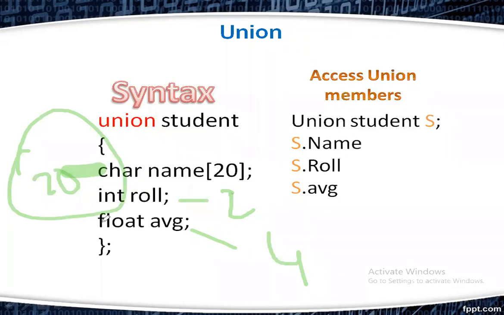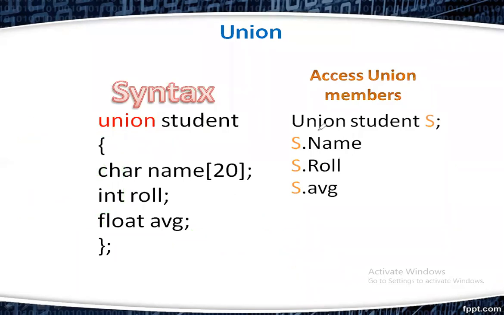In the structure, it is not the same way. Structure occupies the total required bytes according to its members. But a union can occupy only the highest location among its members. Here 20 bytes are occupied by name, 2 bytes by roll number and 4 bytes by average. Out of this total information, only 20 is occupied by the union. So that is the only difference between union and structure.